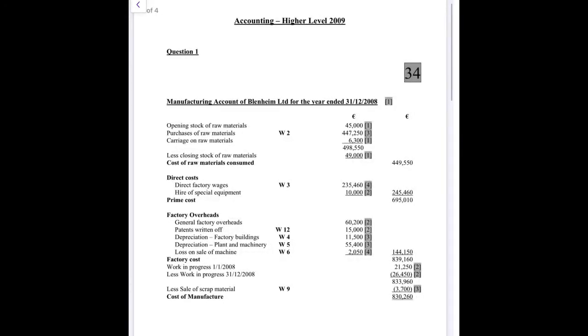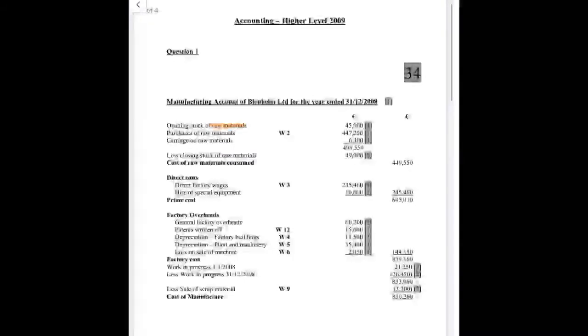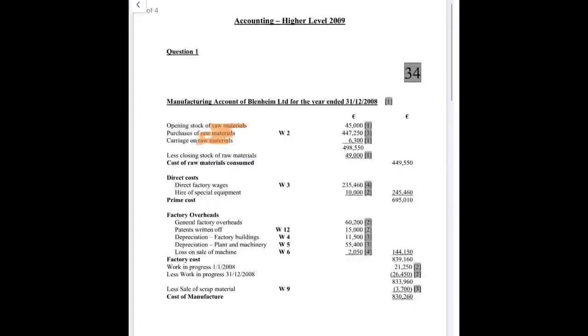The first thing that you always go ahead with is your raw materials, okay? So you can see here that everything here has got to do with raw materials. You always start off with your raw materials. So your opening stock of raw materials is the first thing, €45,000. That's coming straight from the trial balance. Purchases of raw materials then, €447,250. We adjusted that a few times. The most recent one was in that extension working, okay?